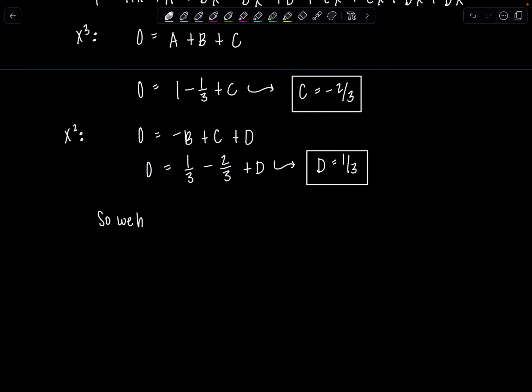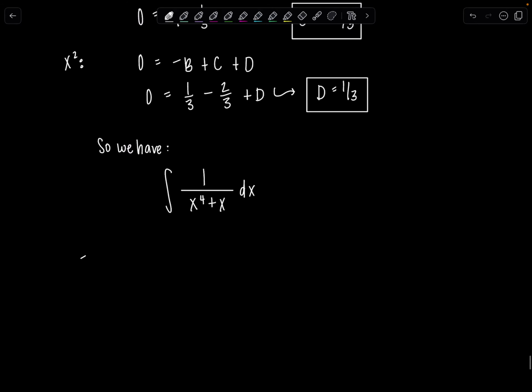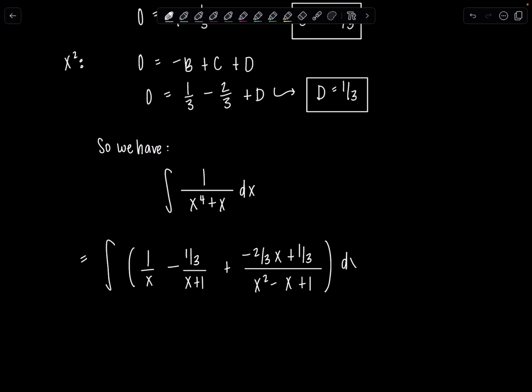So we have the following. Originally we had the integral of 1 over x to the 4th plus x dx. And now I can rewrite that as the integral of A, which was 1, so 1 over x, plus B, which was minus 1/3, over x plus 1, plus c, which was negative 2/3 x, plus d, which is 1/3, and that's over x squared minus x plus 1 dx.